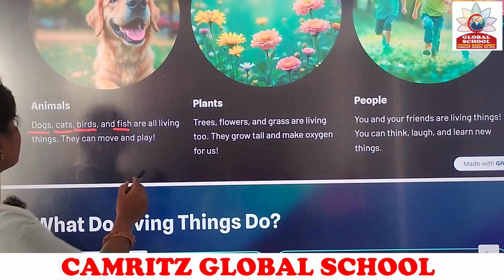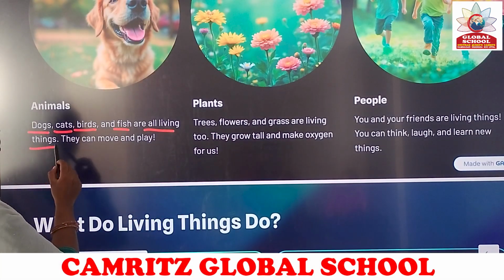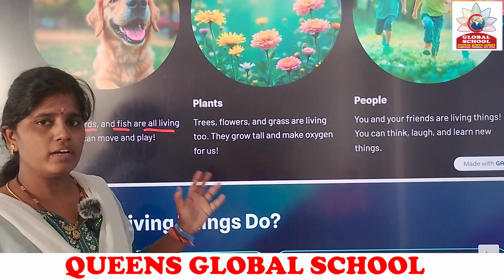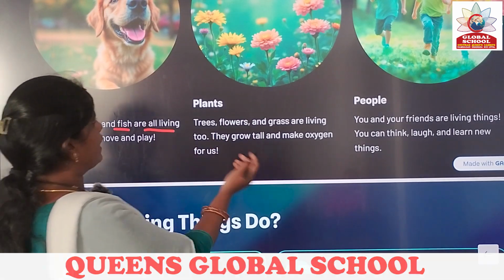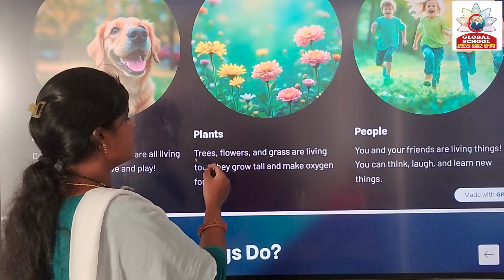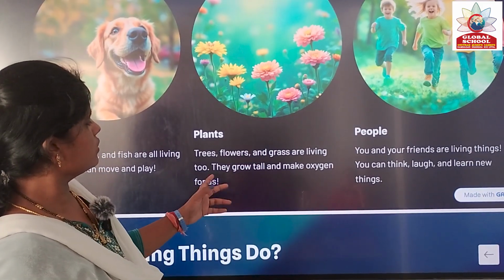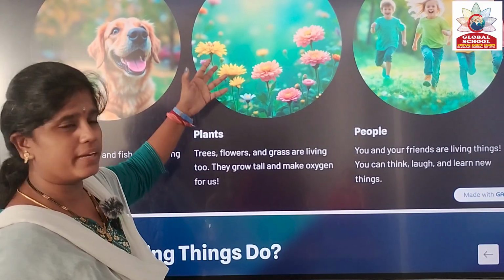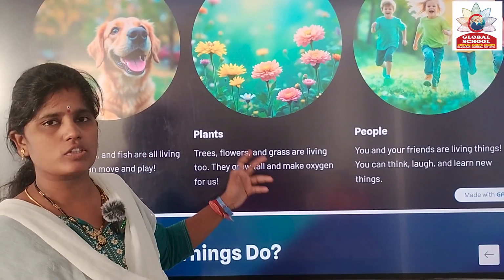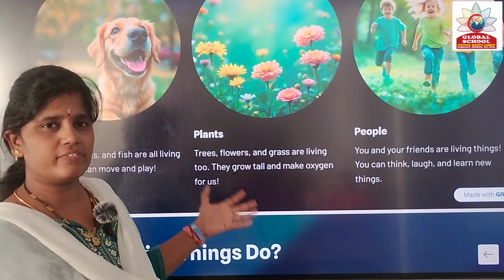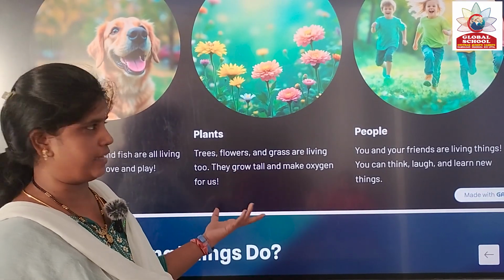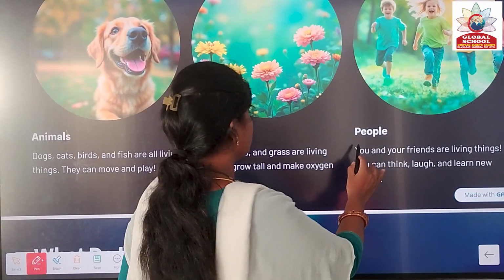These all are living things. They can move and play. Now coming to the plants. Here you can see trees, flowers and grass. These are living things. They can grow tall and make oxygen for us. A basic need of living things is air, so from where will we get the air? From the plants.